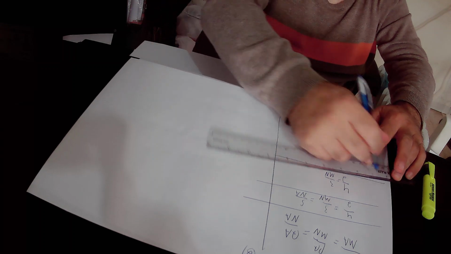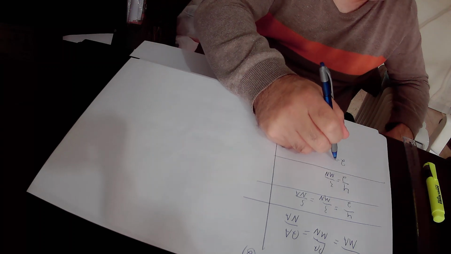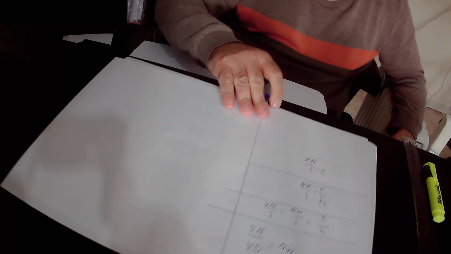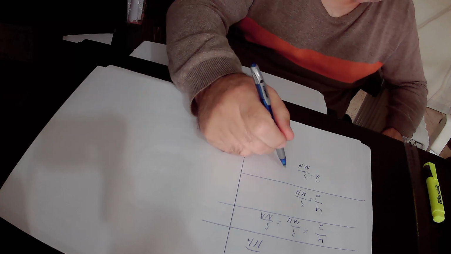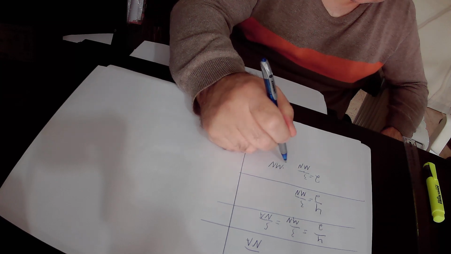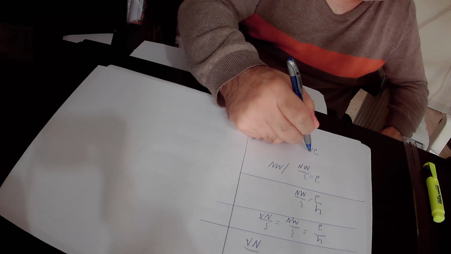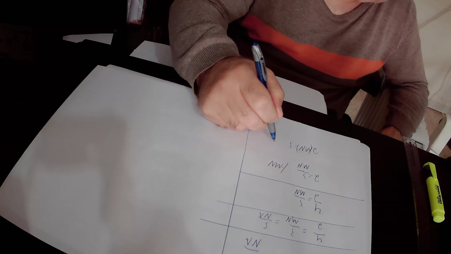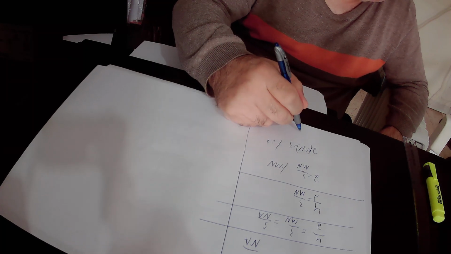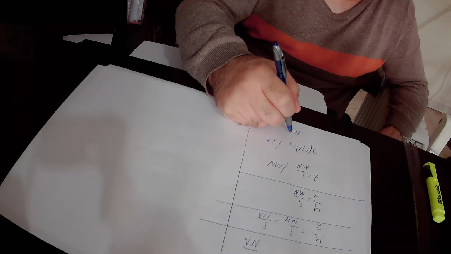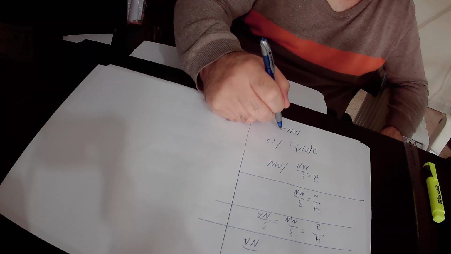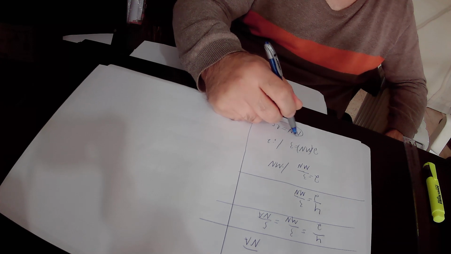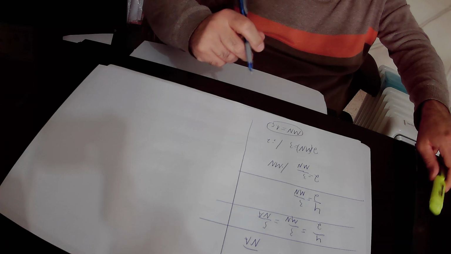Four over 2 is 2. So 2 equals 3 over MN. We'll multiply this equation by MN, and we get that 2 times MN equals 3. We'll divide this equation by 2 and finally we'll get that MN equals 3 over 2. 3 over 2 is 1.5. So we found out that the length of line segment MN is 1.5 units.